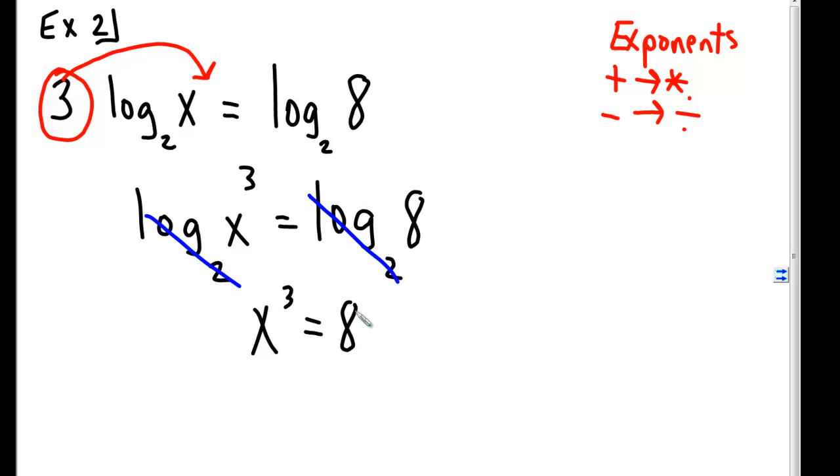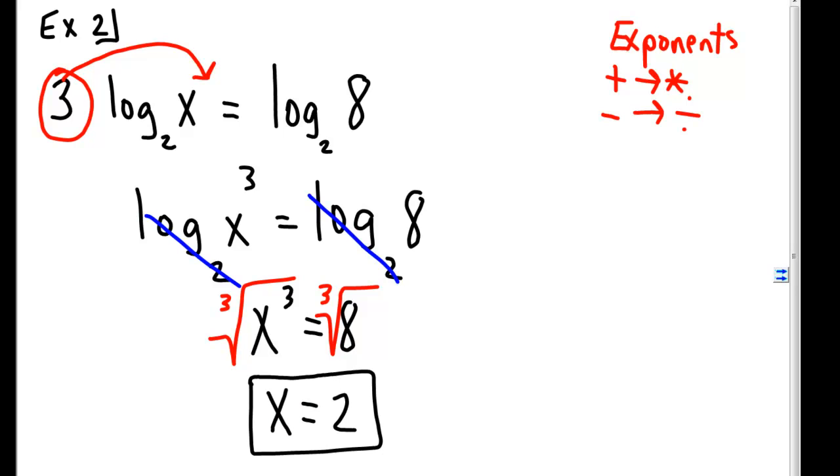Now we need to solve for x. Since x is cubed, we could take the cube root of both sides. The cube root of x cubed is x, and the cube root of 8 is 2. So x equals 2.